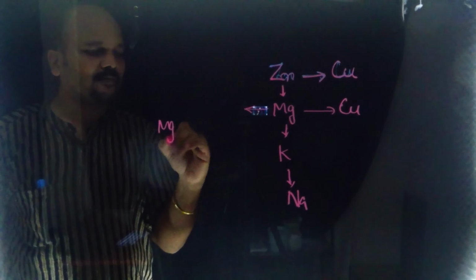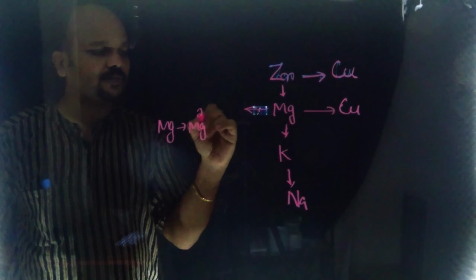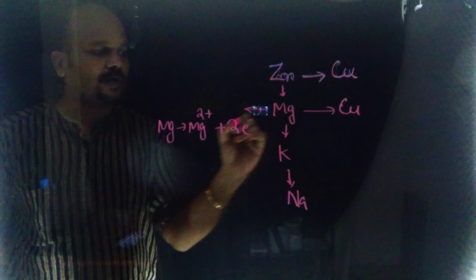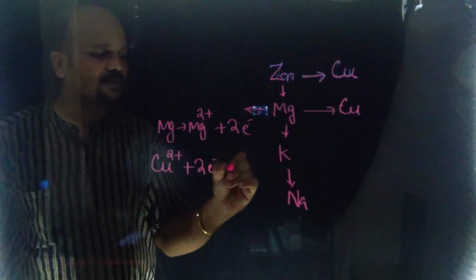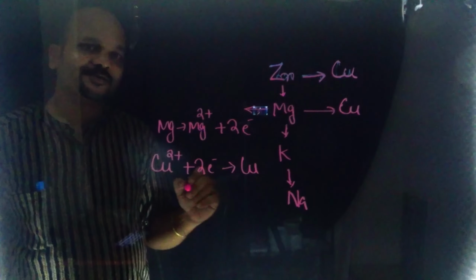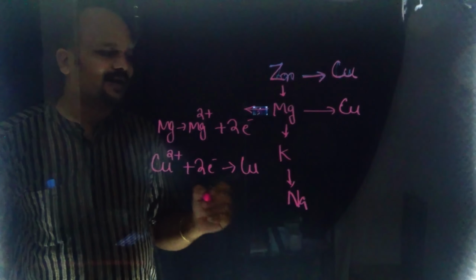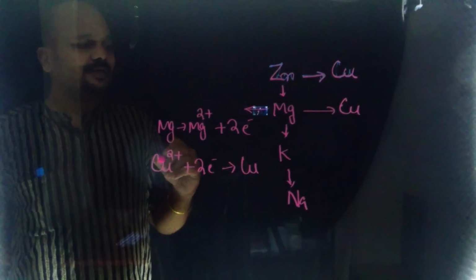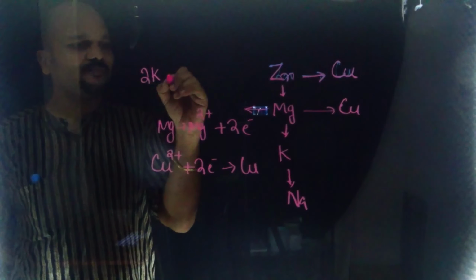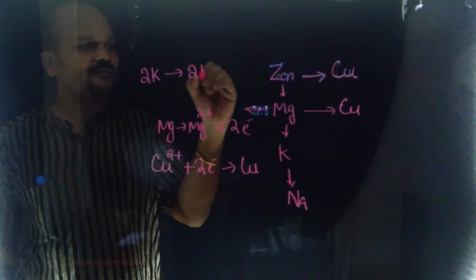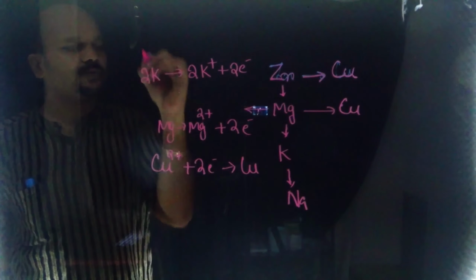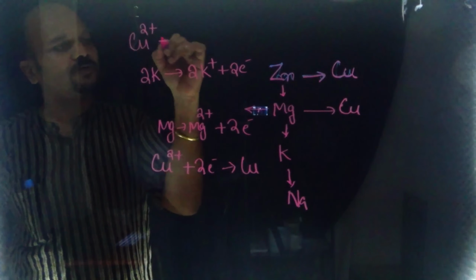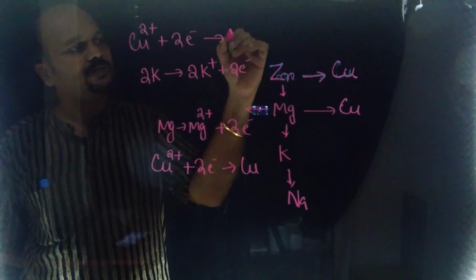If I write the reaction here, magnesium will decompose into Mg2+ plus 2 electrons. Okay, Cu2+, if it is accepting 2 electrons, this is going to be Cu. So this is how the reaction will be following. And now, if it is K, potassium, it will give K+ and electrons. And so if potassium is connecting with copper, Cu2+, when it accepts 2 electrons, gives Cu.